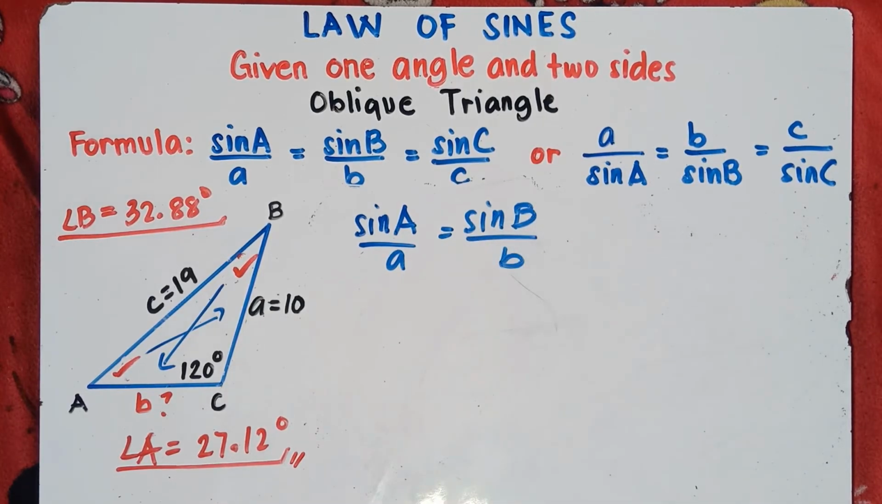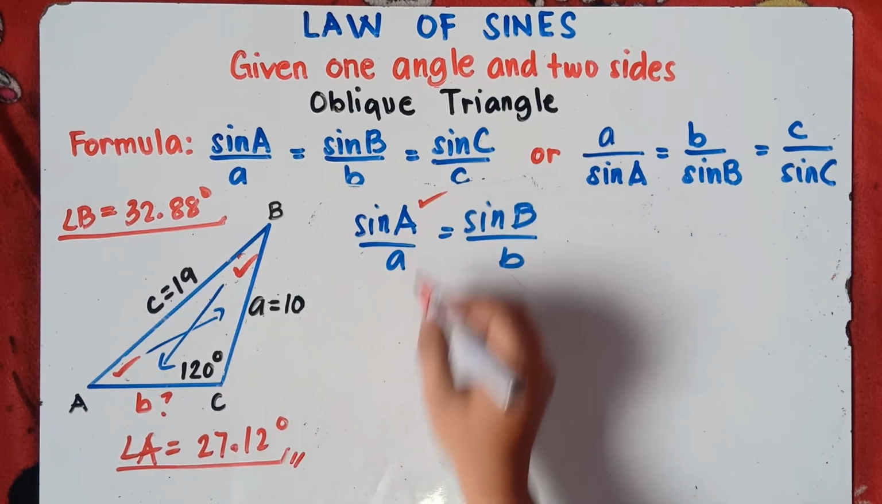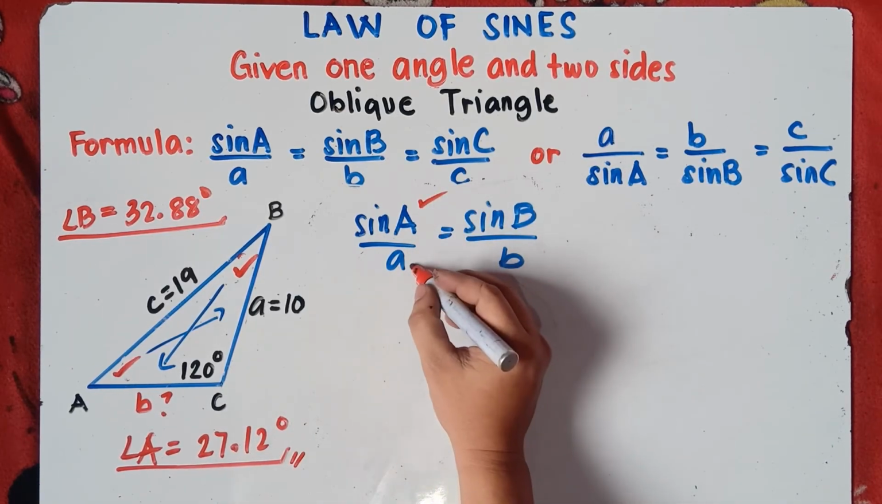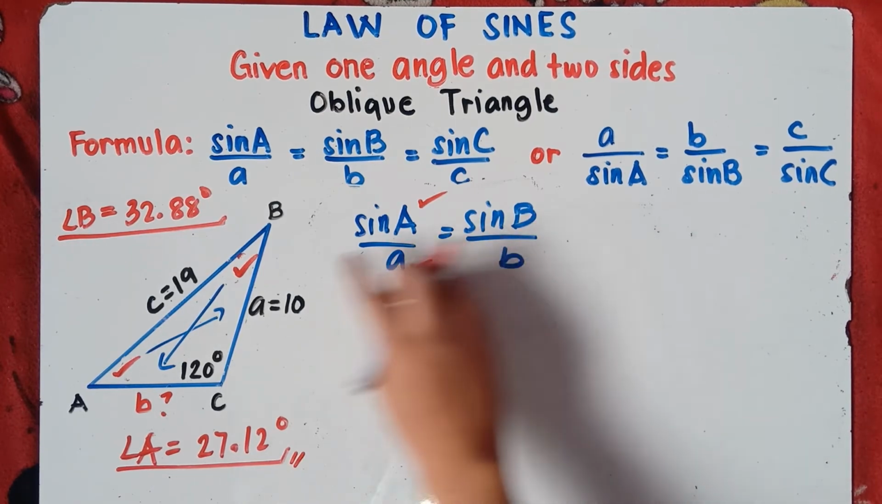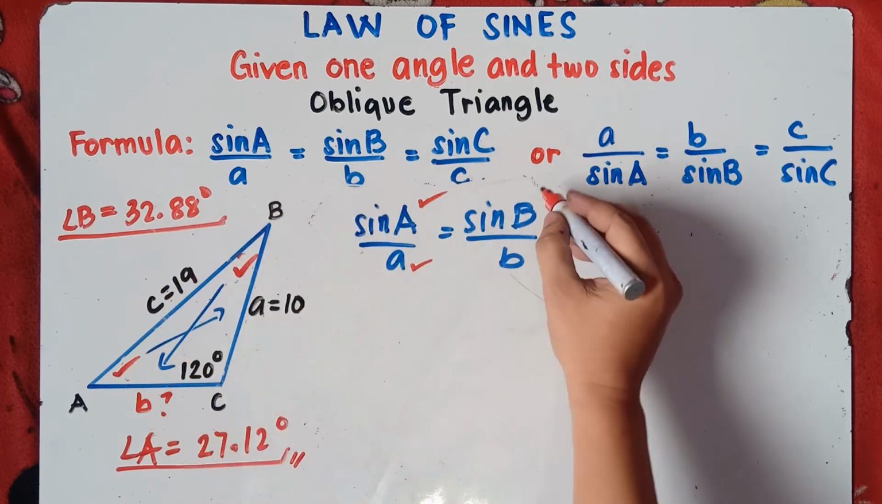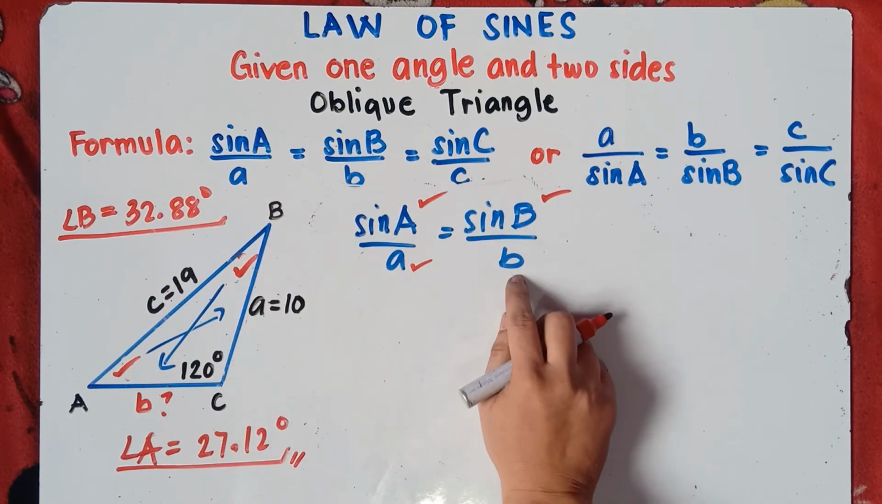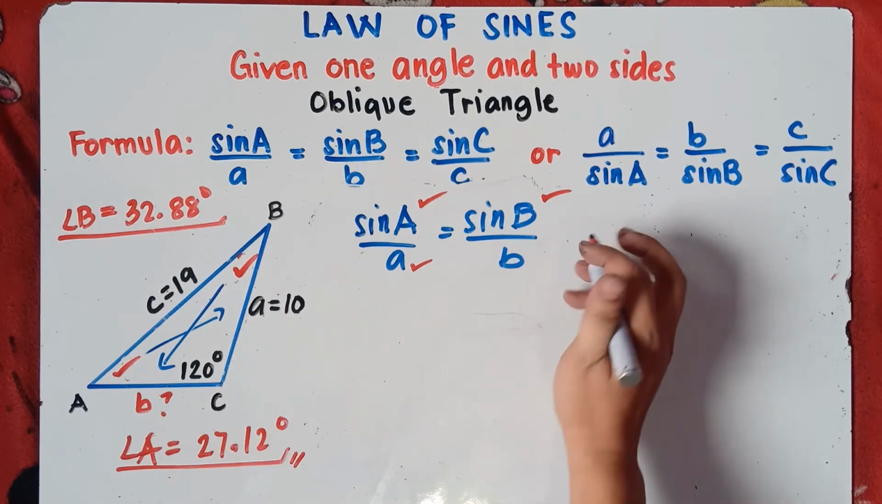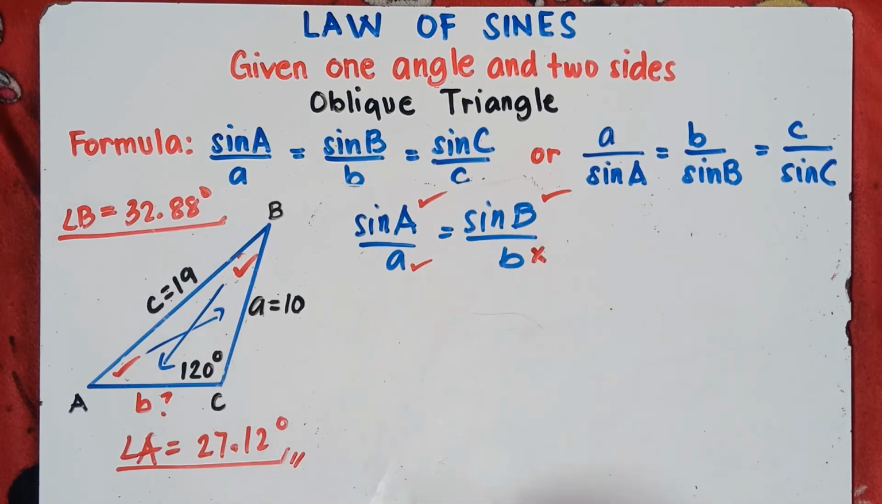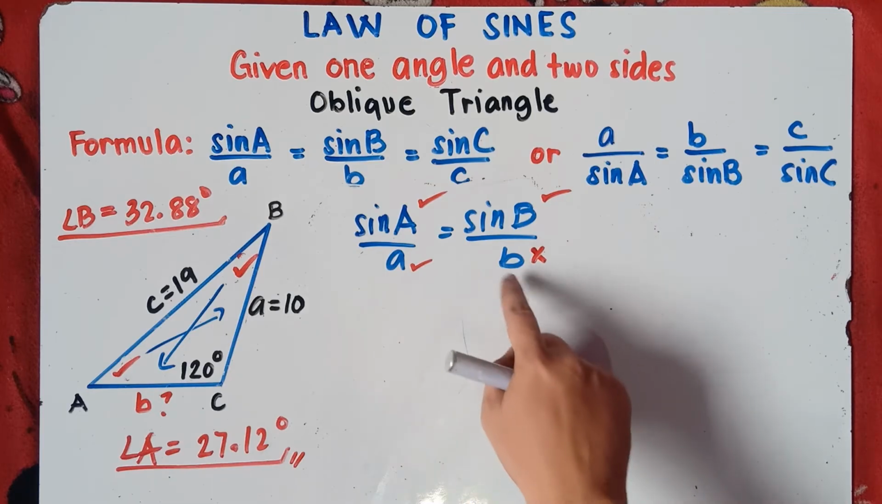So do we have angle A? Yep, we have angle A, 27.12. Do we have A? Yep, we have A. Alright, we can use that one. Do we have angle B? Yep, we have angle B, 32.88. Do we have side B? Nope, that's the thing that we're told to find, side B. So we have one unknown, so therefore we can use this one to find side B.